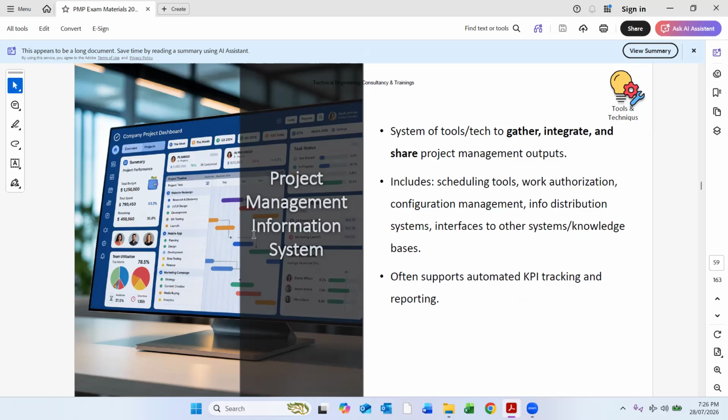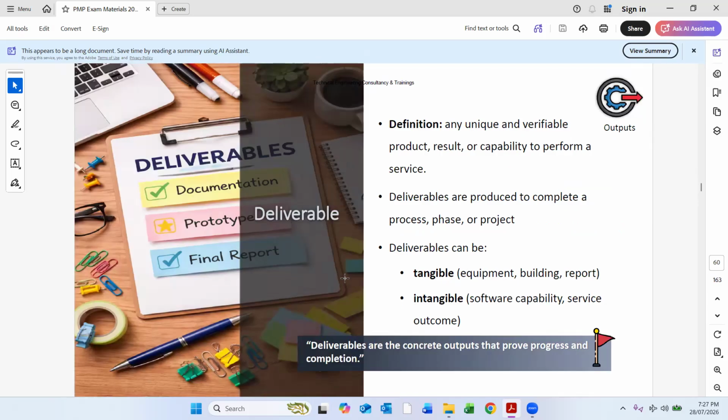Often it's supported by automatic KPI tracking and reporting. So that PMIS regularly tracks that automatically. Let's say, for example, the Econex system usually tracks how much time the document was received and how much time it was replied. So this is how the tracking is being done, and this is how the KPI is being generated.